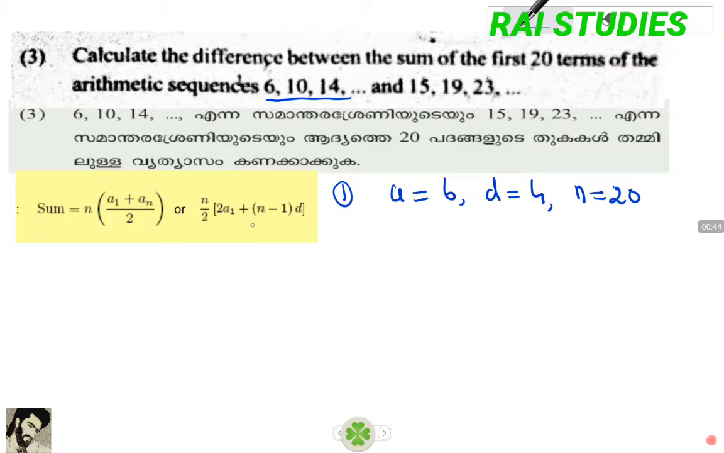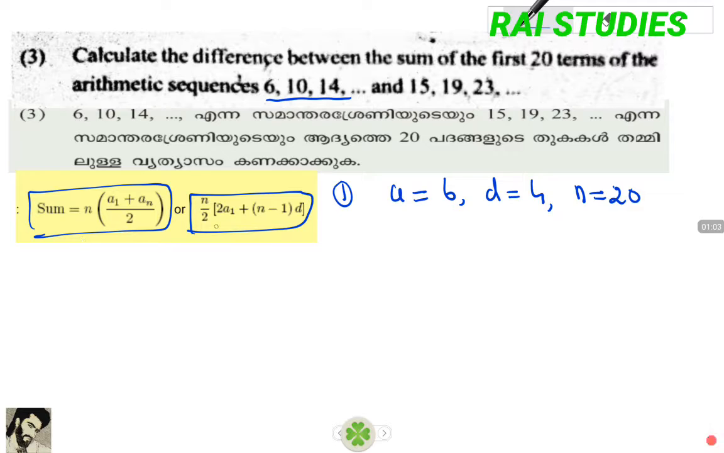Here we don't have the last term. If you want to find the last term, you can apply this equation, or if you don't have the last term, you can apply this equation. I am taking the second one because that's the simplest way if the last term is not given. If you want to find the last term, you can find it. That's not such a big barrier.